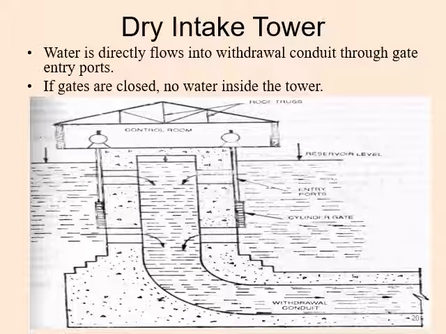So after opening of the ports, gate control ports, the water will flow directly to the inside shaft and then to the vitral conduits. If gates are closed, no water will enter inside the tower. So it can be dry. The dry condition we will get here. So this type of structure is known as dry intake tower structure.